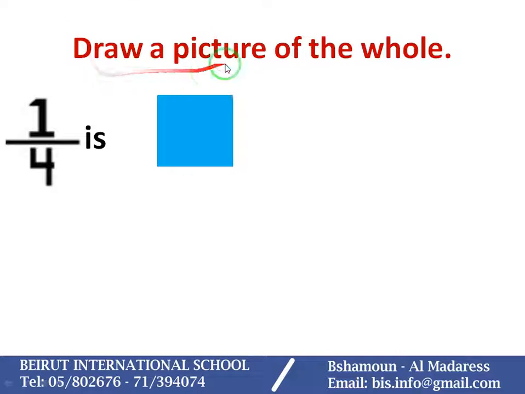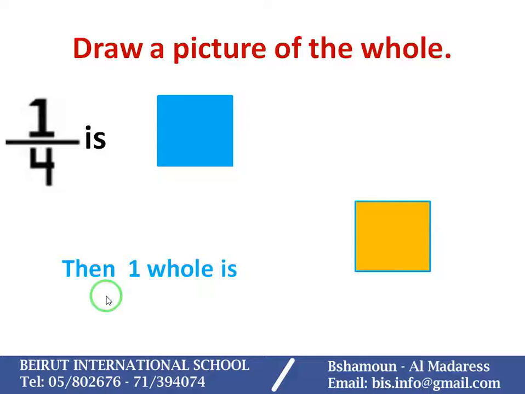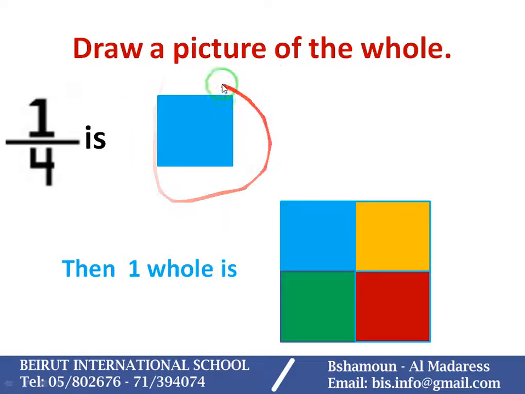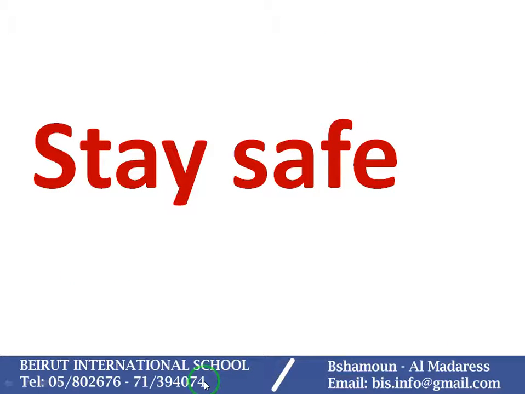Now, draw a picture of a whole. We have a unit fraction. It means one part from the whole. 1 out of 4. But here we have just one part from the whole. So we need to draw how many more? 3 more. Good. Then one whole is 1, 2, 3, 4. We have 1 from the 4, so we need to draw 3 more. What is the whole? It's 4 equal parts. Love you all.